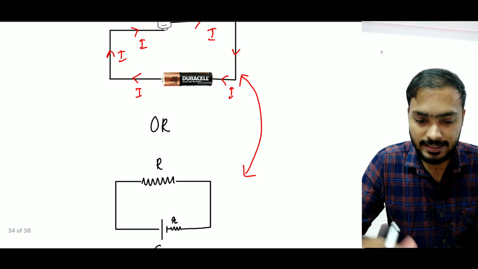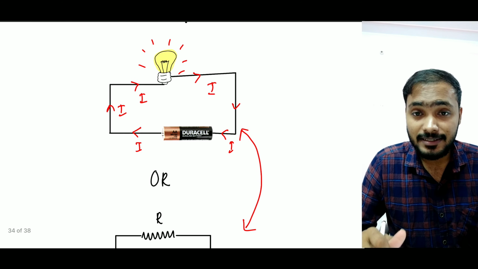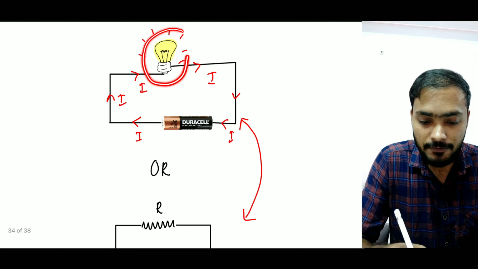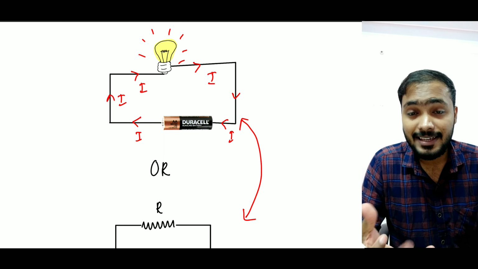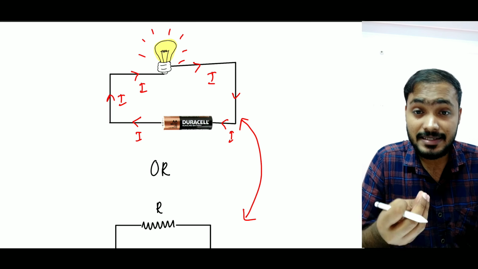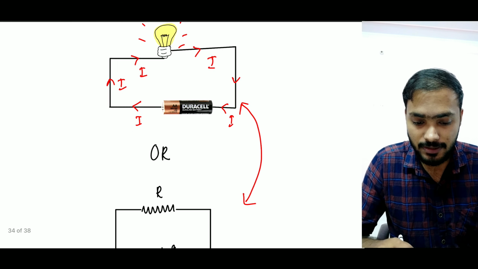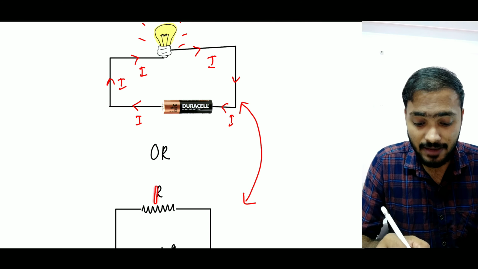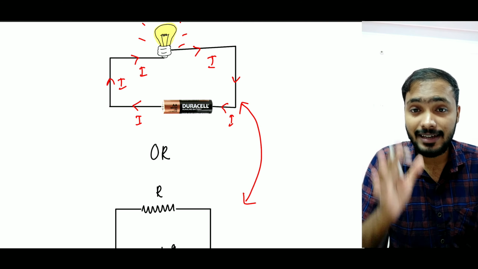Basically, this is the same circuit, but the representation is different. Now here you have a bulb, right? I can say my bulb is like a resistor, so it is giving some resistance in the flow of current, right? So instead of a bulb I'm making a resistor which has a resistance of capital R.